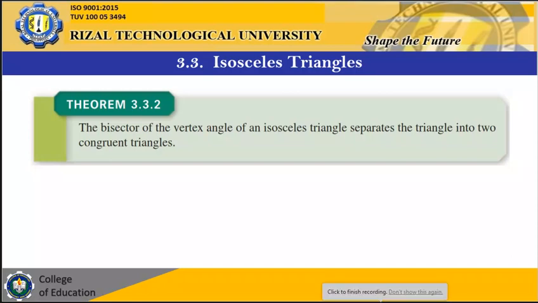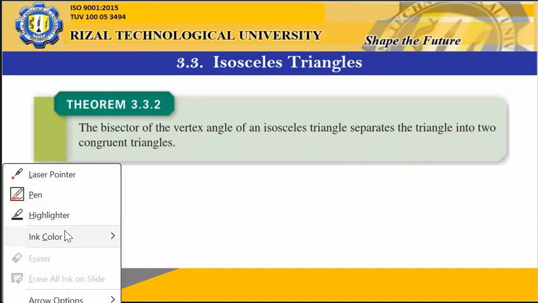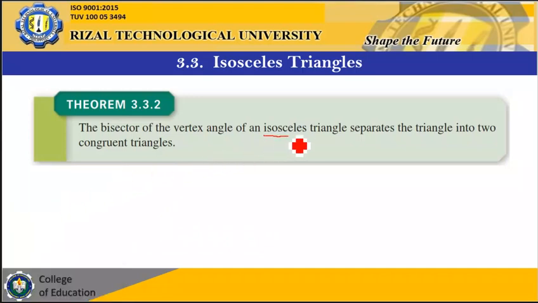Let's come to the last part of chapter 3. It says that the bisector of the vertex angle of an isosceles triangle separates the triangle into two congruent triangles. You have to take note that we have here an isosceles triangle. Okay? The vertex of an isosceles triangle. So if we are to illustrate that first, let's draw an isosceles triangle.